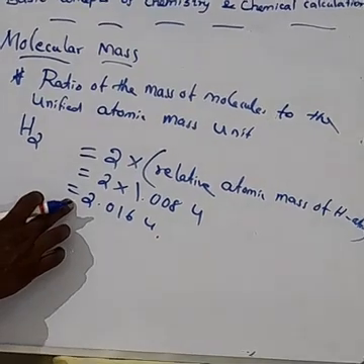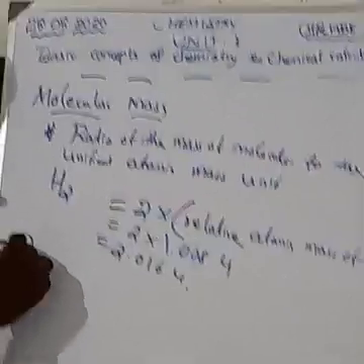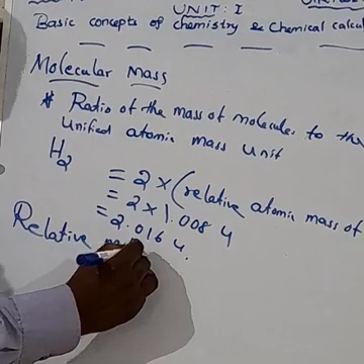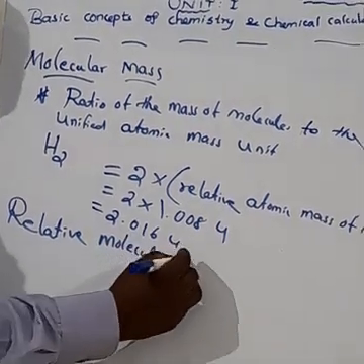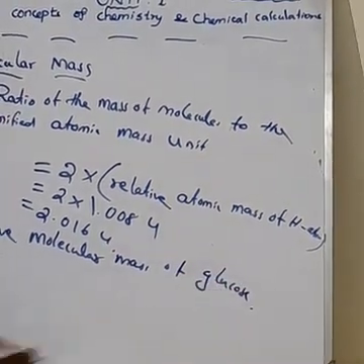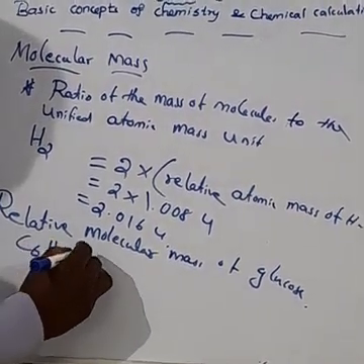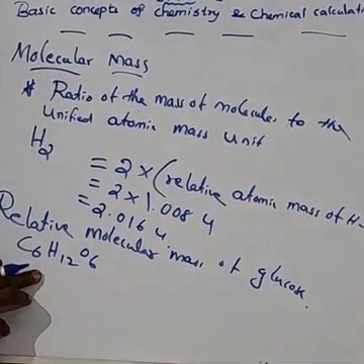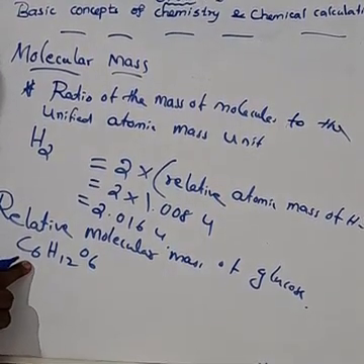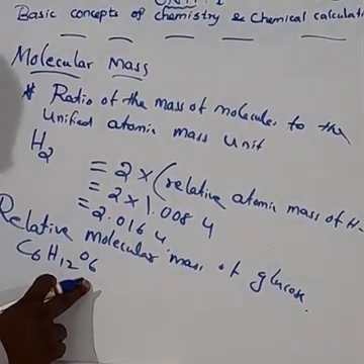And also one more example. What is the relative molecular mass of glucose? What's the formula? C6H12O6. For the formula, here you should count the elements. Here having number of elements: carbon 6, hydrogen 12 and oxygen having 6.